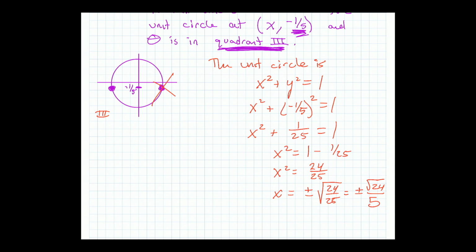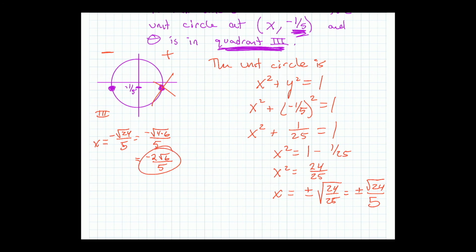Now we can simplify that square root 24 a little bit, so I'm going to do a little bit more work here. I'm going to say x equals, well, first of all, we know that x should be negative, right? Because we're in quadrant 3. So this is like the negative side of x, and this is the positive side of x. So negative square root 24 over 5. But then you can write the 24 as 4 times 6, over 5. And then the square root of 4 is 2. So you get -2 square root 6 over 5. And then that's going to be your x value.